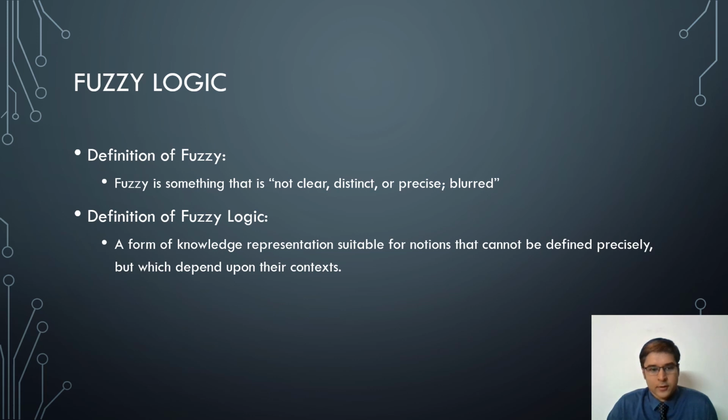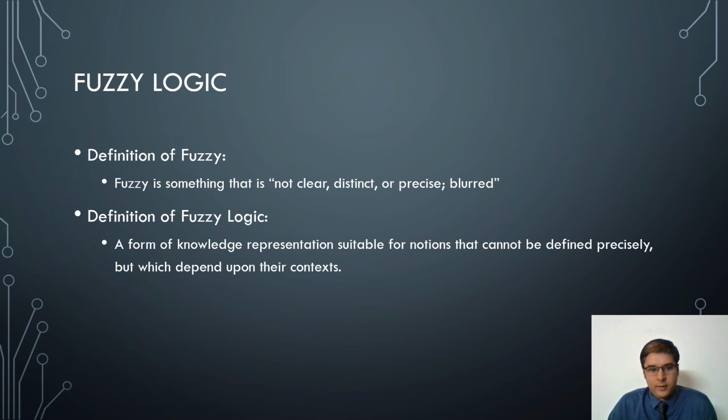Definition of fuzzy logic. A form of knowledge representation suitable for notions that cannot be defined precisely, but which depend upon their context. For example, in the case of Boolean logic or binary truth table logic, we had variables that had the value precisely 0 and 1. But in fuzzy logic, variables can have values between 0 and 1 in the form of decimals that may belong to either set of the crisp set of 0 or 1.